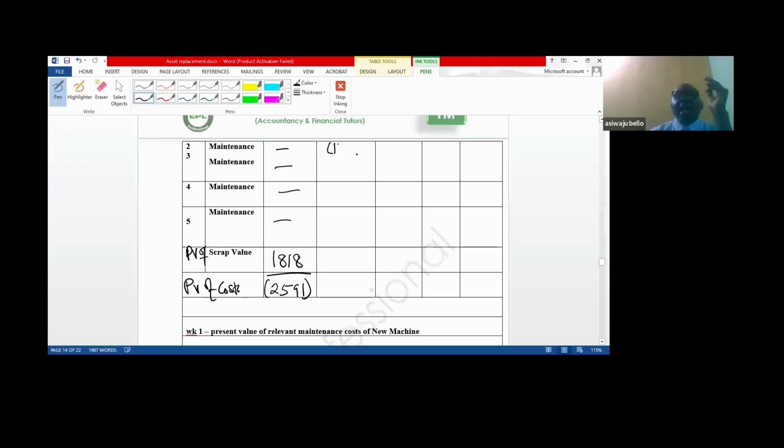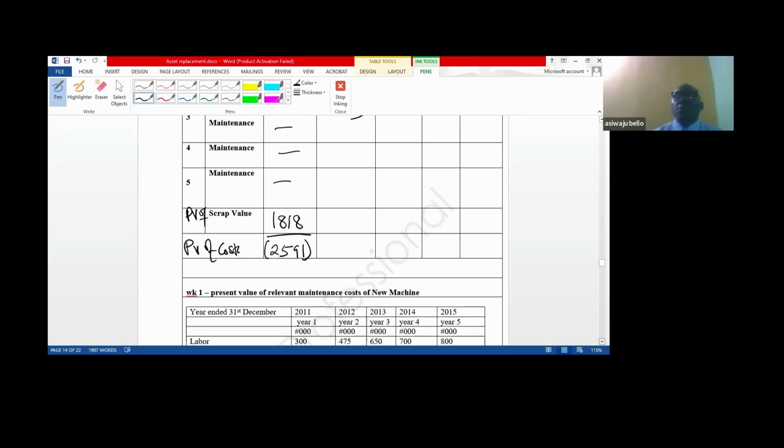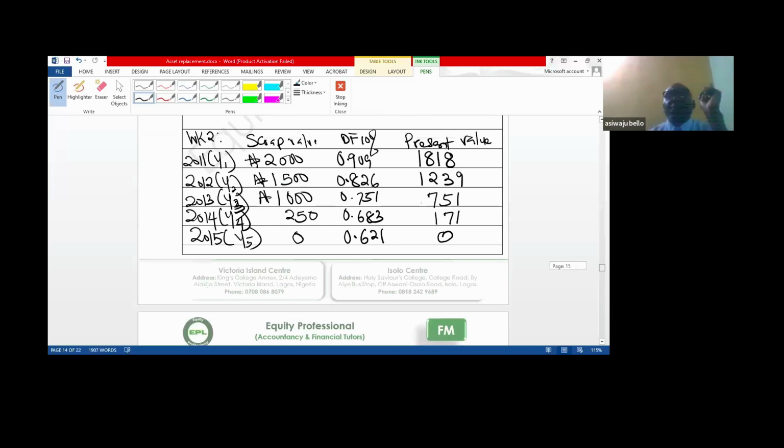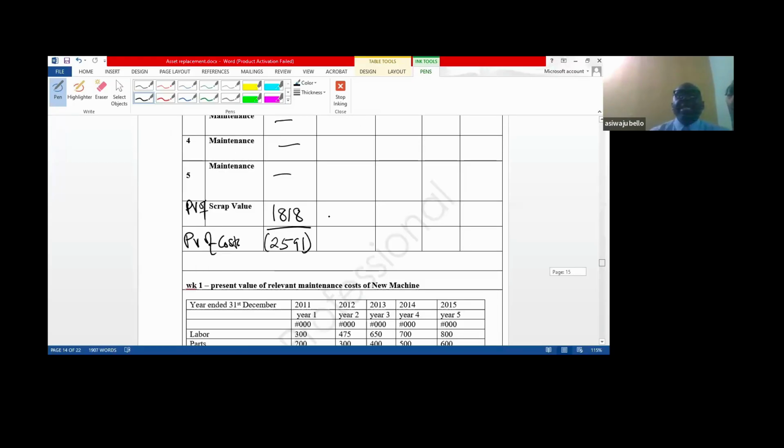After 2 years, I'm going to scrap the asset. What is the scrap value for year two? Of course, we are going to scrap for 1,500. That will happen in year two. What is the present value? 1239. You pick that year. Now get the present value of cost for year two.